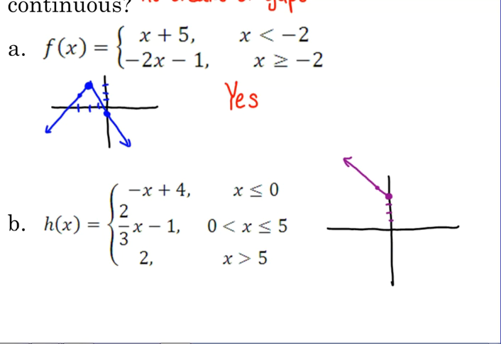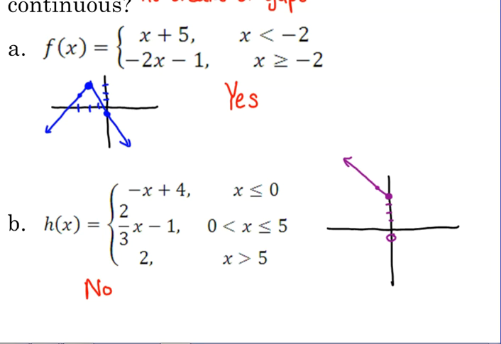All right, second piece. Plug in 0. 2/3 times 0 is 0, minus 1, -1. It has an open circle because it's not equal to 0. That's where the point would be, but it's not. So already we can tell this one is not continuous. So we've already answered the question. It's not continuous. But for the sake of practicing, let's continue.